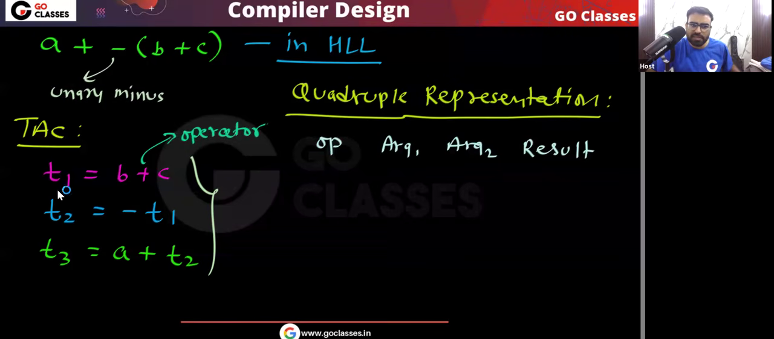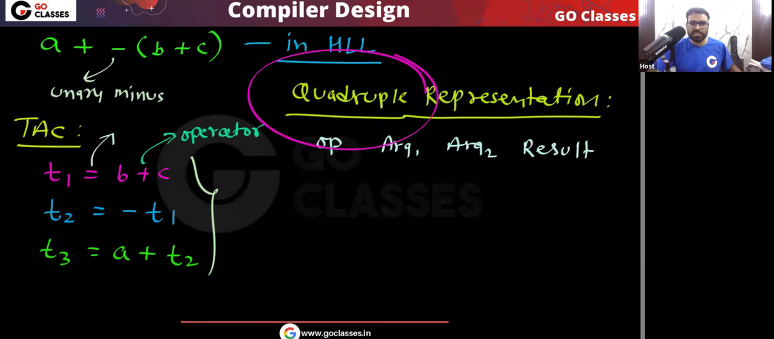Okay, you might be thinking that this assignment is also an operator, but I told you in the previous lecture, when we were discussing three address code, quadruple, triple, all these representations, that the operator is basically plus, and this assignment is implicit. Okay, you can say this is implicit or implied. So remember, for this first instruction, the operator is basically plus.